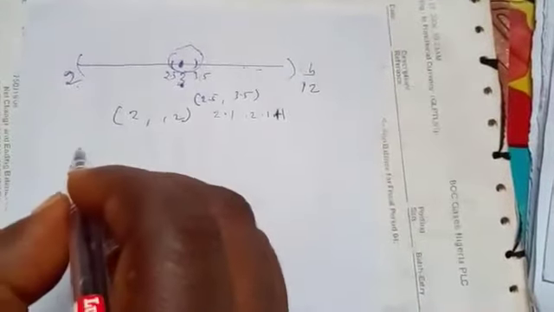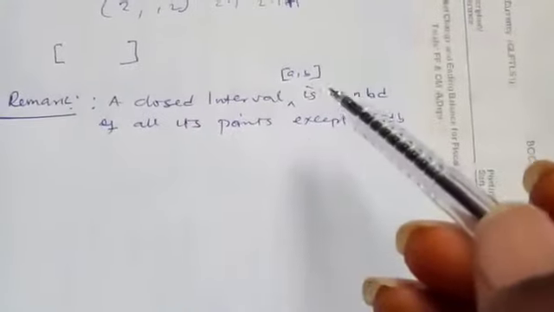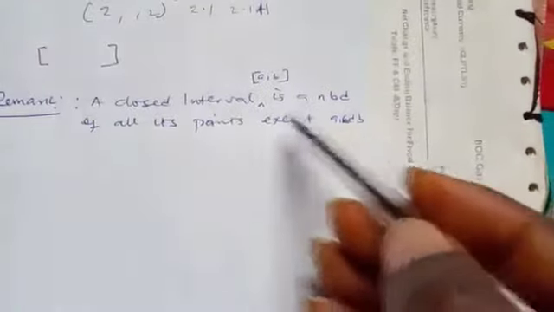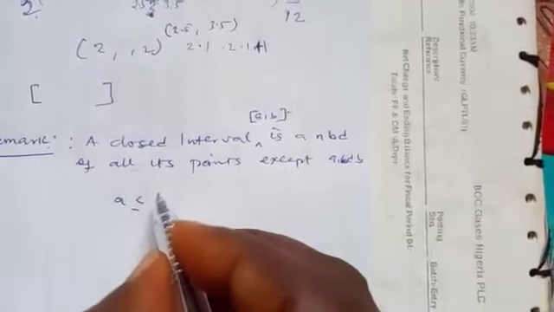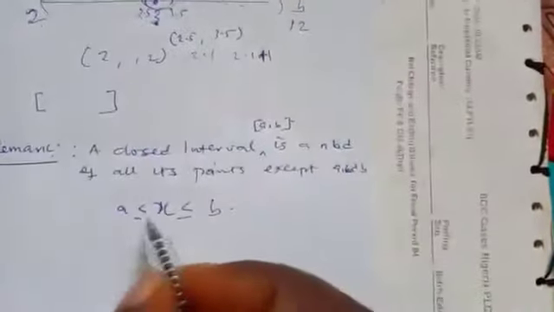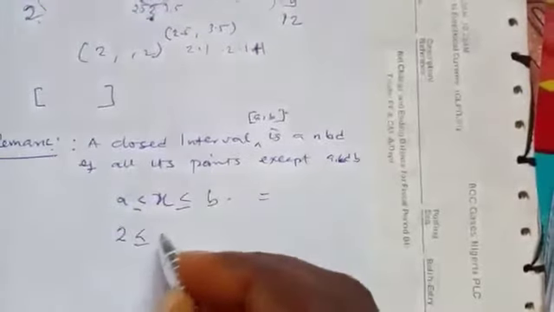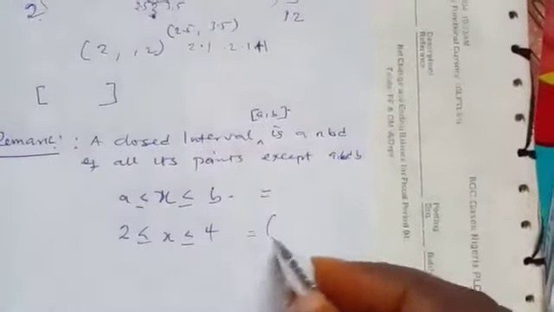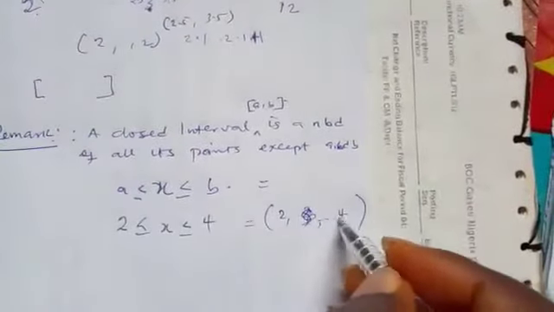But if you talk of a closed interval, let's consider a closed interval. A closed interval is a neighborhood of all its points except A and B. This closed interval [A, B] is a neighborhood of all its points except the endpoints, because what this closed interval simply means is that A is less than or equal to x, is less than or equal to B. So A will be among the set. For instance, if you have 2 less than or equal to x less than or equal to 4, this will be 2, 3, 2 to 4. That is, 2 will be there, and so on to 4.